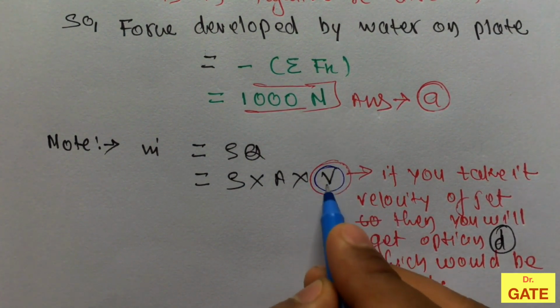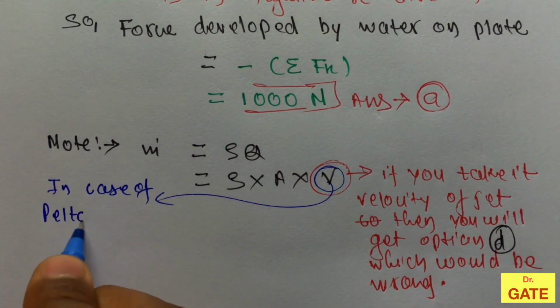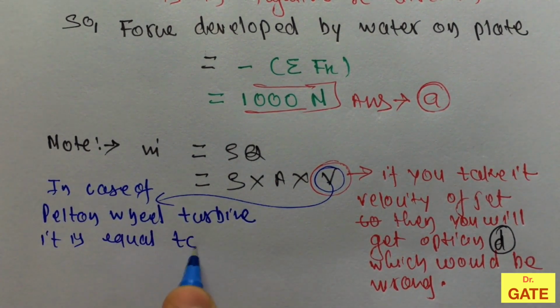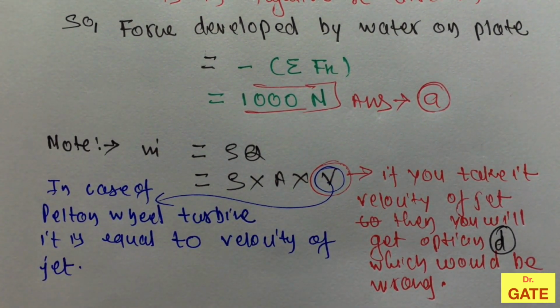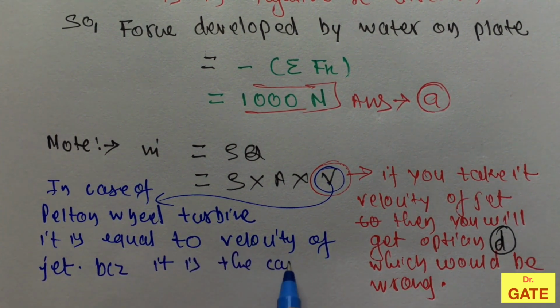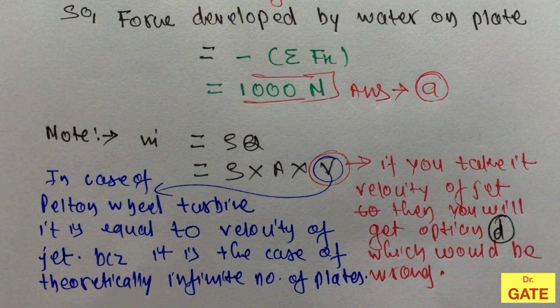Later in fluid machinery, you will study that in case of a Pelton wheel turbine, it is equal to the velocity of a jet, not V minus U, because it is the case of theoretically infinite number of plates. पेल्टन व्हील टरबाइन में एनी टाइम कोई ना कोई प्लेट रहता है. दैट्स व्हाई इफेक्टिवनेस ऑफ स्ट्राइकिंग इज 100%. सो वी डायरेक्टली टेक वेलोसिटी ऑफ जेट.